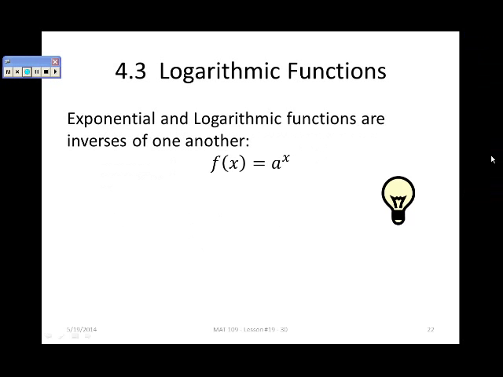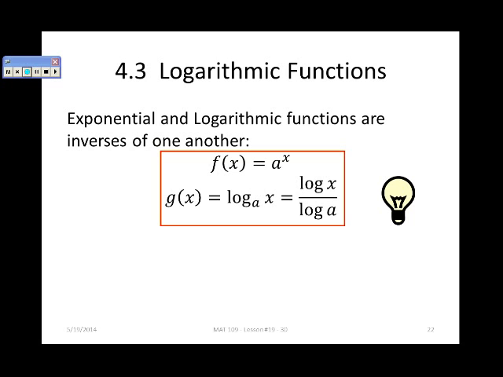F of x equals a to the x. The inverse of that is g of x equals the log to base a of x. If you remember that direct relationship, the logarithm statement is true if and only if the exponential statement is true. So the logarithm of x to base a equals a number if and only if x equals a to that number. So these are theoretically inverses of one another.